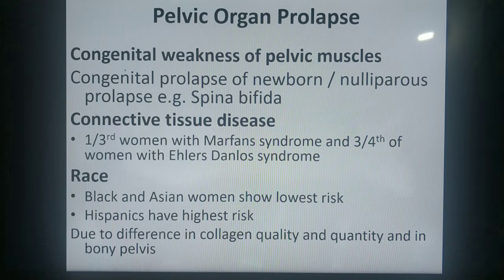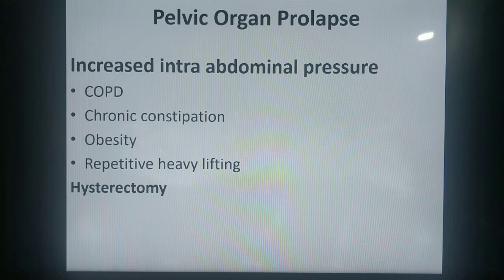About racial differences, black and Asian women show lowest risk, while Hispanics have the highest risk, due to difference in collagen quality and quantity and in the structure of bony pelvis.